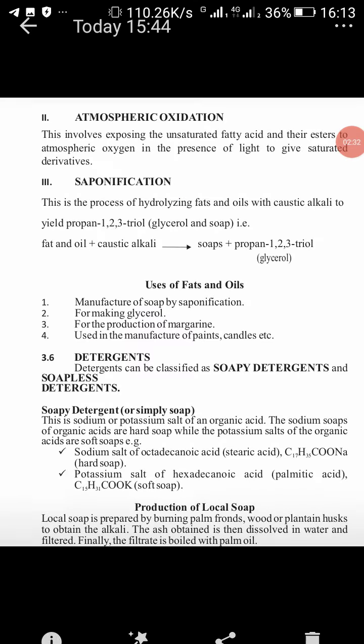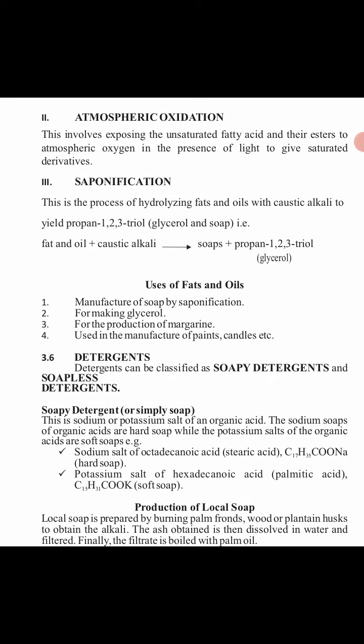Okay, the second chemical property, atmospheric oxidation. We know what oxidation means. I think from our secondary level, one of the simplest definitions is the addition of oxygen to a compound, and it popularly occurs in the rusting of iron. When iron is exposed to moisture or water and air, it becomes oxidized. Iron 2 is oxidized to iron 3. Iron 2 oxide is oxidized to iron 3 oxide. So atmospheric oxidation is also one of the chemical properties of fats and oil.